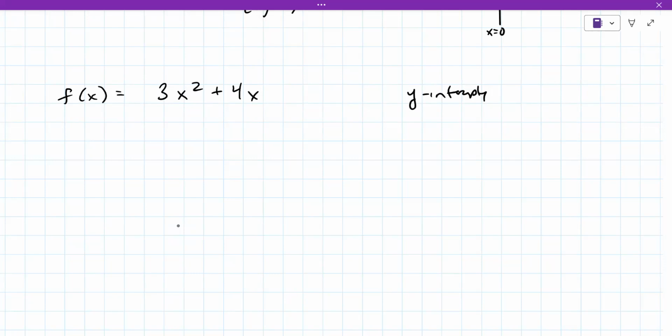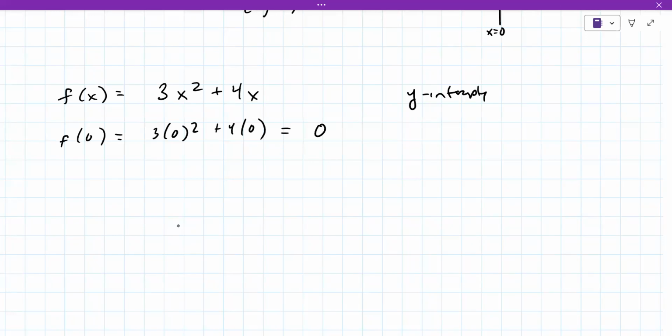If it has an x, that means it cancels, right? It goes away completely. So the y-intercept is 0. f of 0 ends up being 3 times 0 squared plus 4 times 0, which is 0 plus 0, or 0. And you got it.